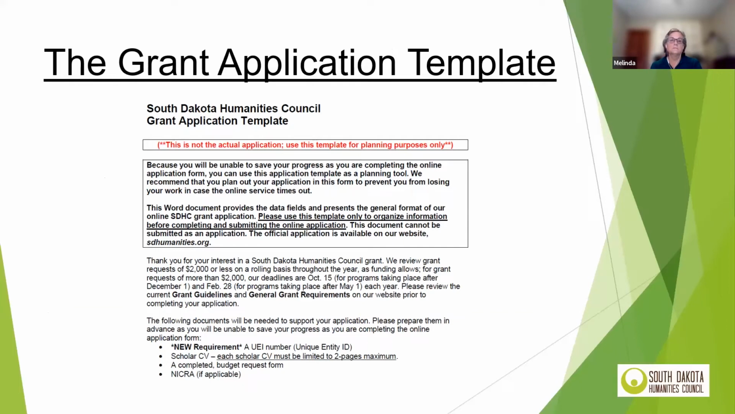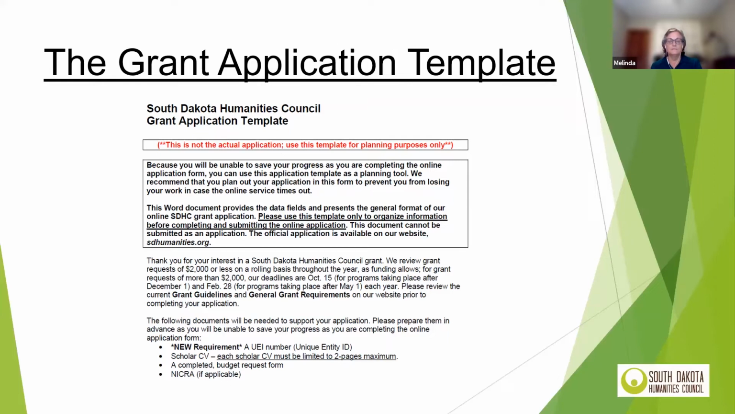Getting started, what is the application like? As is typical with all grant-making organizations, SDHC wants to know about the sponsoring organization and about your project plans. The application will include many questions for you to answer. Some answers may be a paragraph long, and some may take several paragraphs. To help you organize your information, we have provided a grant application template on our grants webpage, which is a working document you can download.